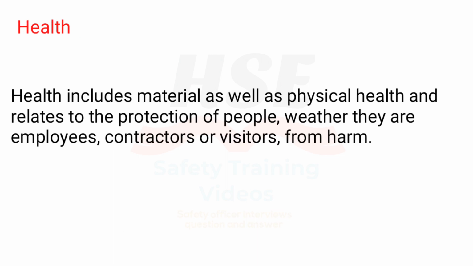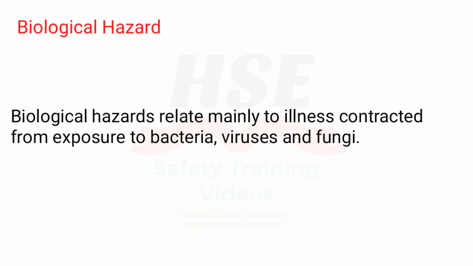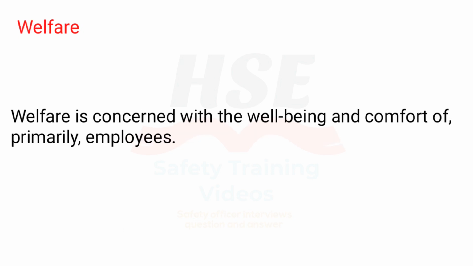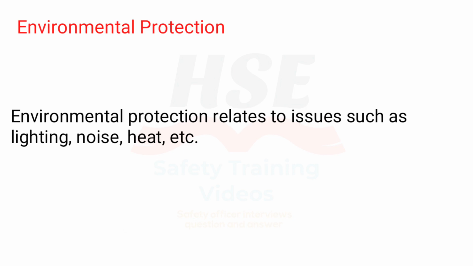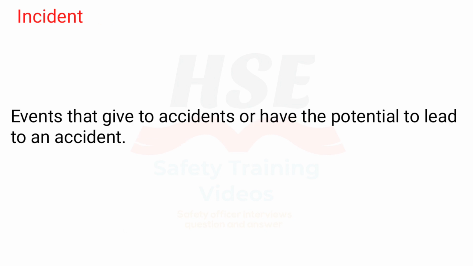Health. Health includes mental as well as physical health and relates to the protection of people, whether they are employees, contractors or visitors, from harm. Biological hazard. Biological hazards relate mainly to illness contracted from exposure to bacteria, viruses and fungi. Welfare. Welfare is concerned with the well-being and comfort of, primarily, employees. Environmental protection. Environmental protection relates to issues such as lighting, noise, heat, etc. Incident. Events that give rise to accidents or have the potential to lead to an accident.